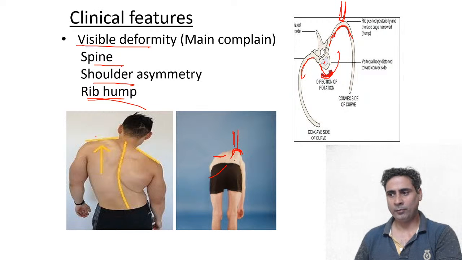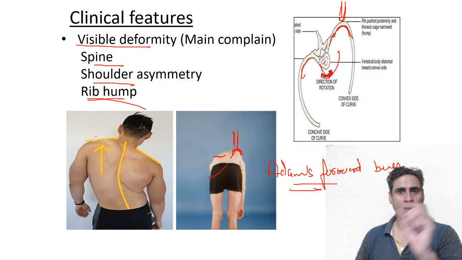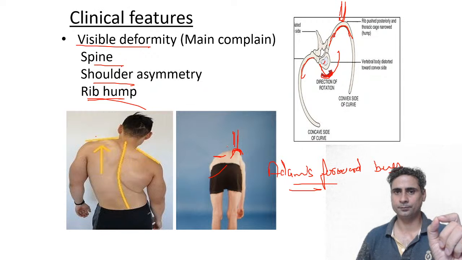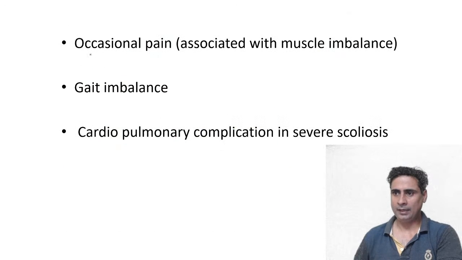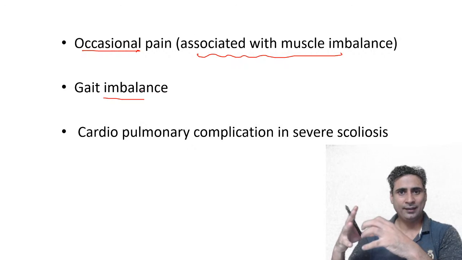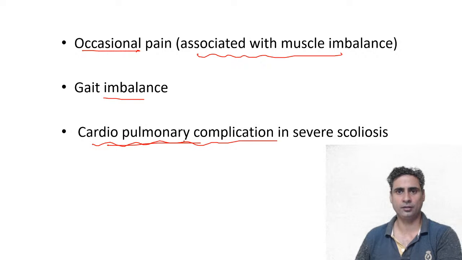To check this rib hump, we do the Adams forward bending test. If a rib hump is there, that means there is rotation of the vertebra, and this is the structural type of scoliosis. Sometimes there may be pain, due to associated muscle imbalance. There may be gait imbalance, and in severe scoliosis, in which the diameter of the thoracic cage decreases, there may be cardiopulmonary complications.